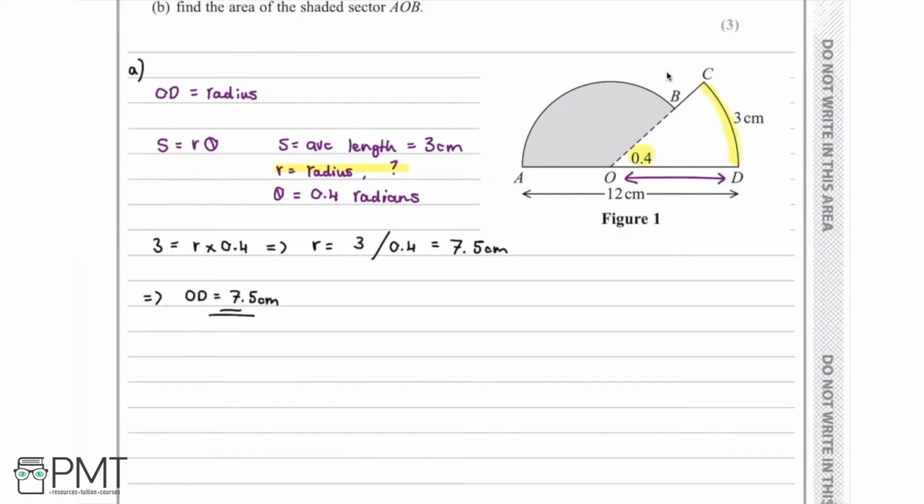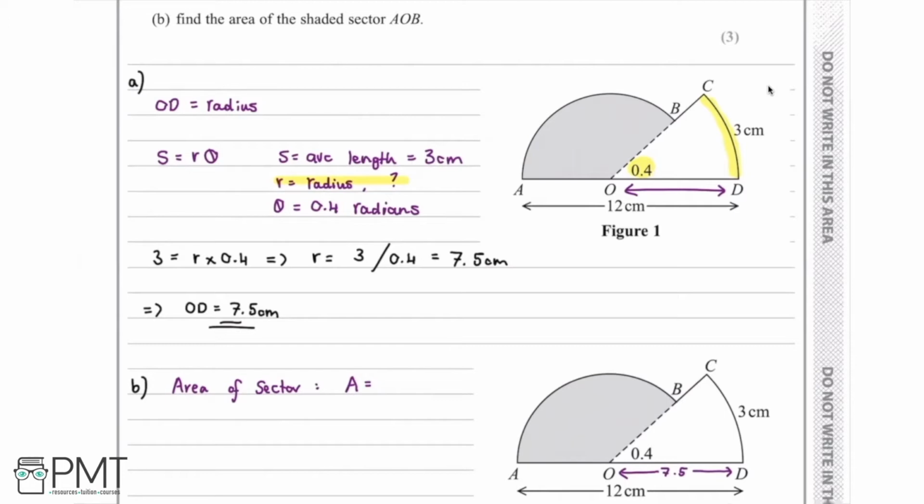In this question, where do we pick up our marks? So the question is worth 2 marks. So our first mark we will pick up for using the equation S equals r theta. And then secondly, we will receive our mark for concluding with the correct answer of OD is equal to 7.5 centimeters.